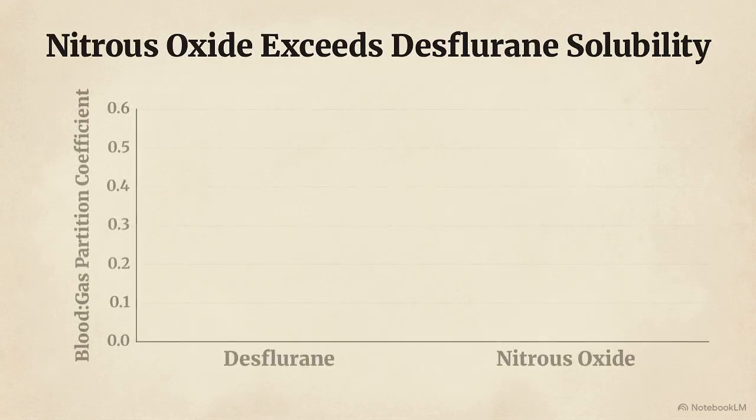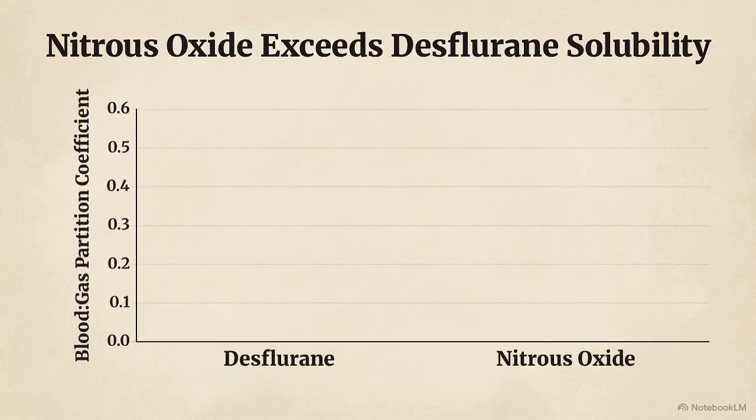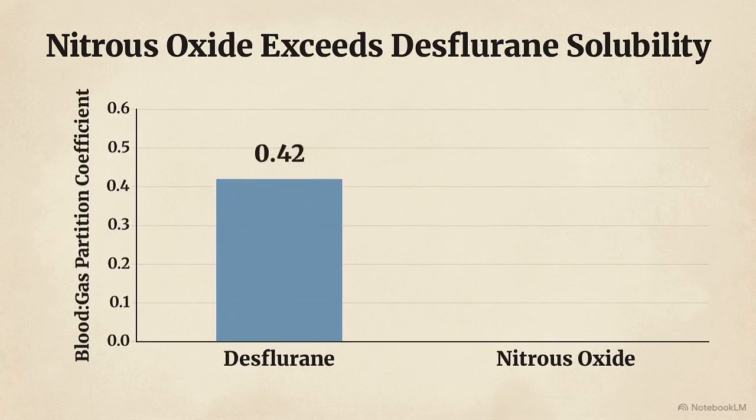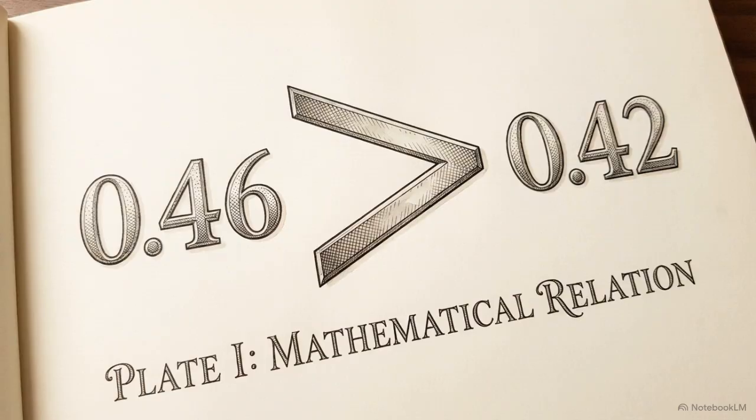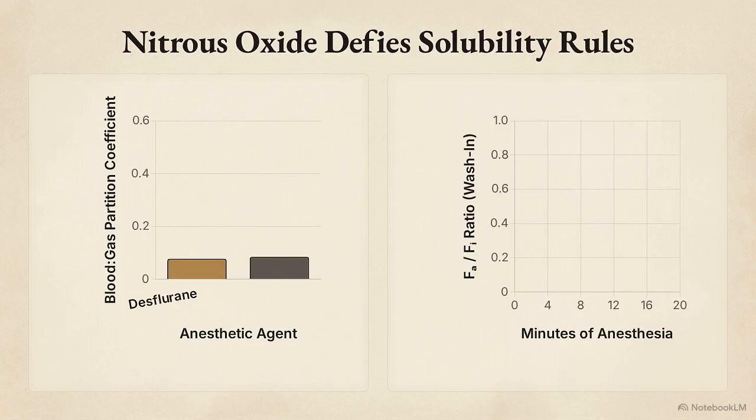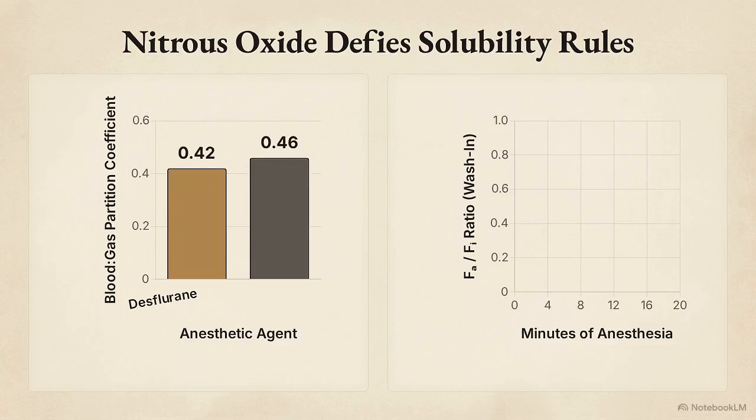This chart plots the blood gas partition coefficients for two common agents. Desflurane sits at 0.42. Nitrous oxide is slightly higher, at 0.46. Based on these values, the math dictates a specific outcome. Desflurane is less soluble, so it should wash into the alveoli and reach equilibrium faster than nitrous oxide.